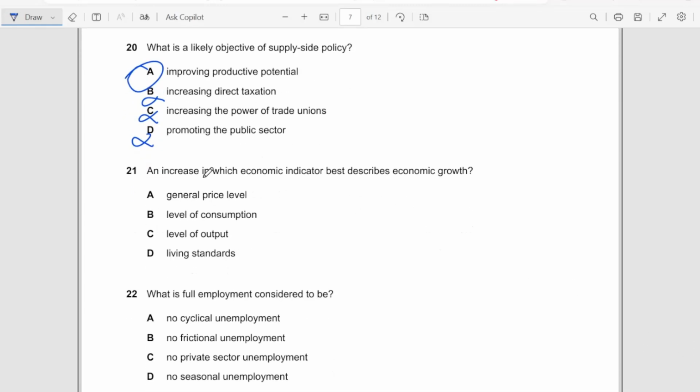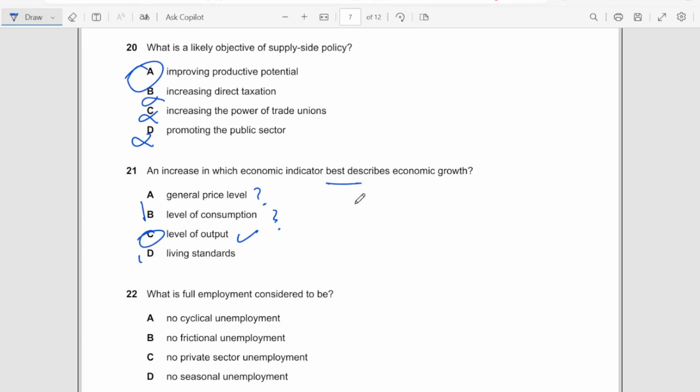An increase in which economic data best describes economic growth? Well, usually there is demand pull inflation, but the question is best. So let's think about other options. Level of consumption, well, this can also create economic growth because this increases aggregate demand. Level of output is the best one. A lot of you might have mistaken this for either of these options. This is a tricky question.